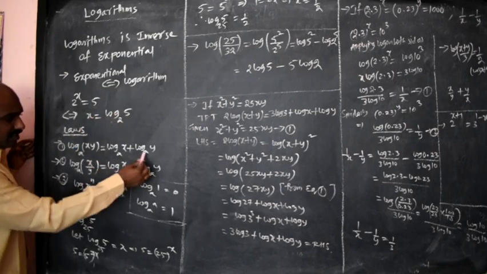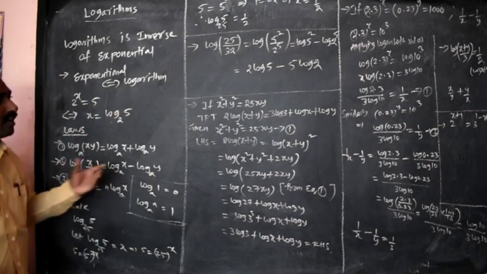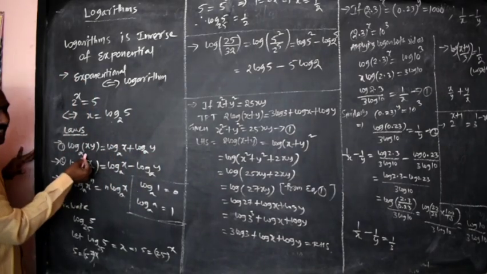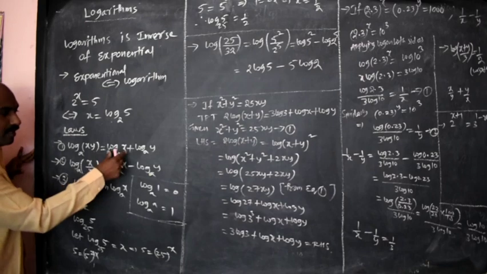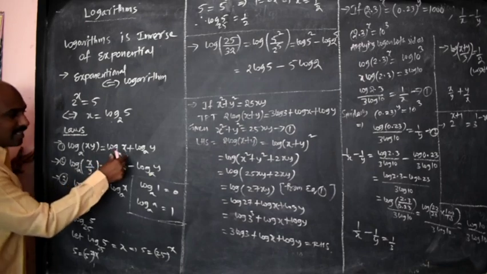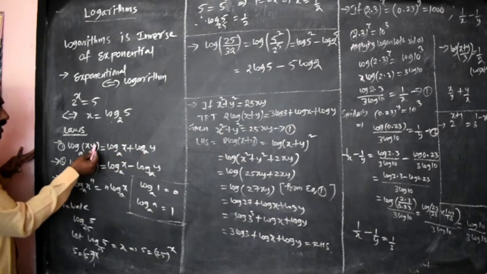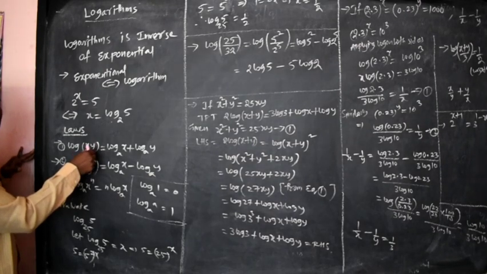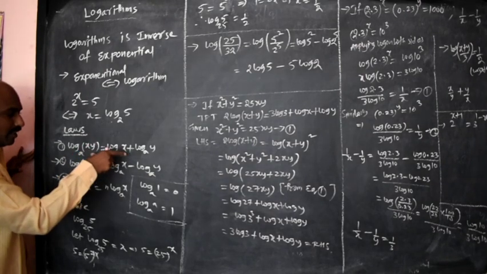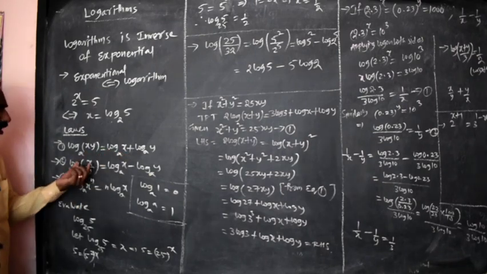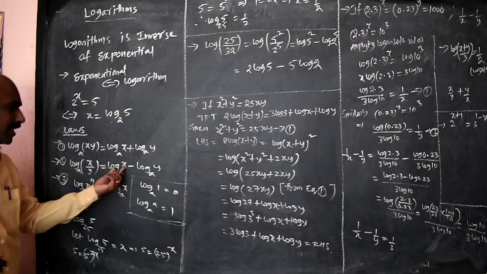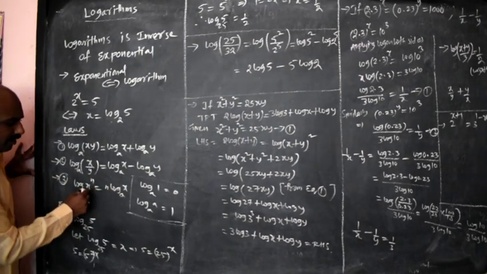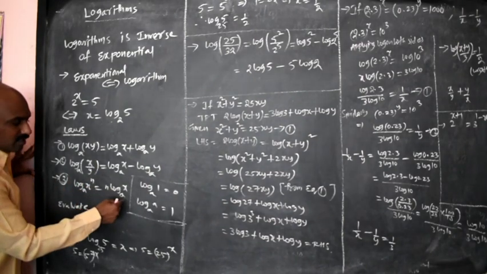But based on these 3 laws, we can find out the logarithmic problems. First of all, the first law is log xy base a, the product of 2 numbers, we can split like this: log x base a plus log y base a. Here also we can use the exponential formula, a power m into a power n. By using those formulas we can prove these derivations. And log x by y base a is nothing but log x base a minus log y base a. And the third law is log x power n base a is n into log x base a.